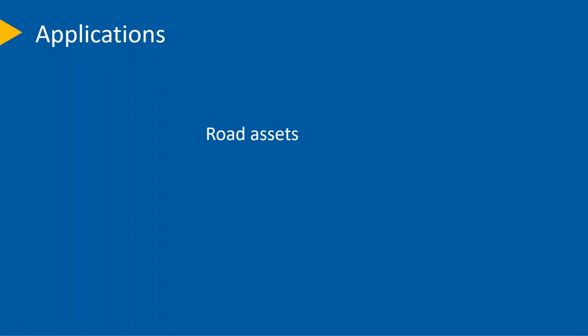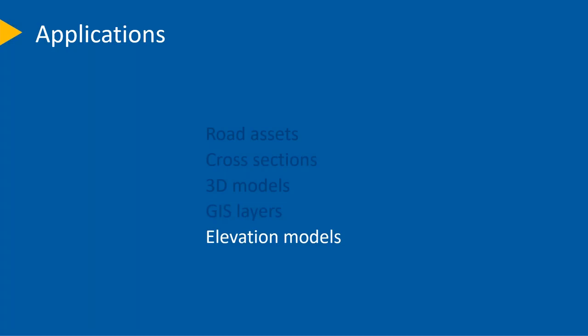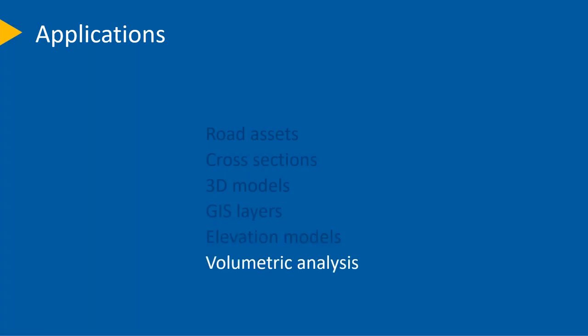Now, applications: I mentioned road assets such as road signs, overpass clearances, cross sections of roads or utility corridors, 3D models, GIS layers, elevation models, or volumetric analysis. Another example is a company I talked to a while back. They're scanning open pit mines, and they'll scan these on a regular basis just to compare the volume of material that's being moved around.